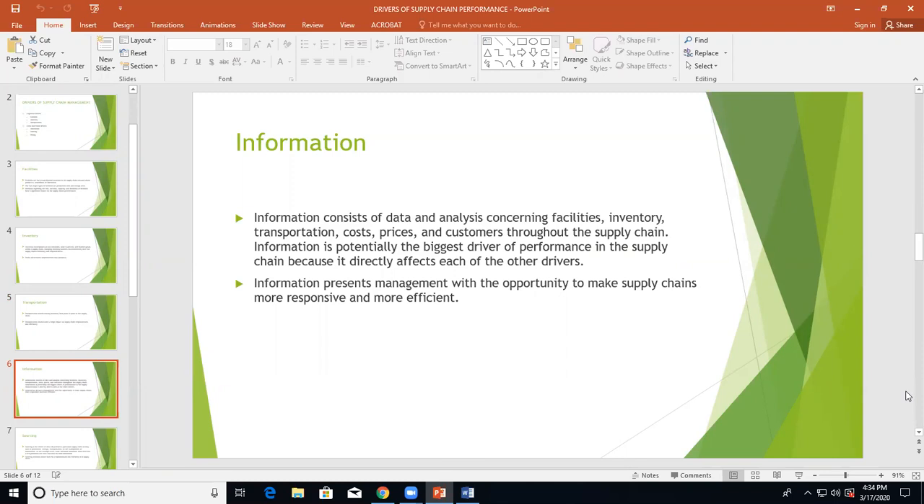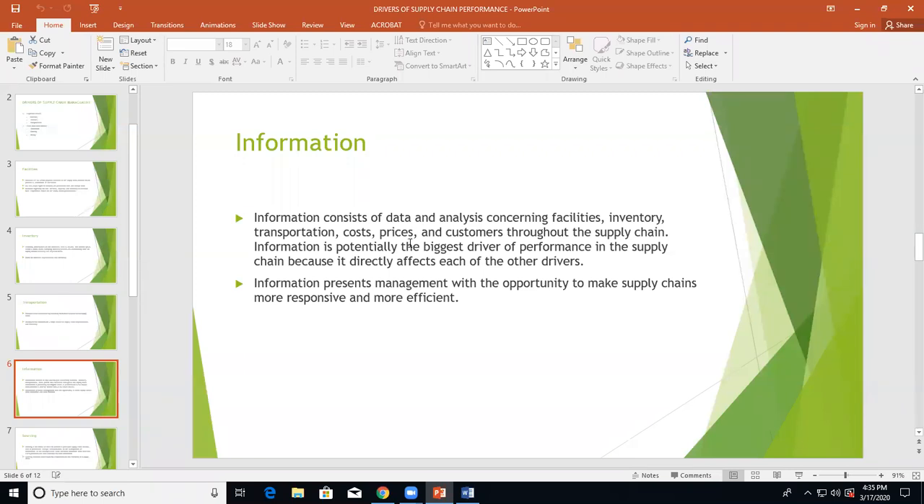Information is the fourth driver, that is the cross-functional driver. Information is very critical, and through information we attain the efficiency as well, and we attain the responsiveness as well. This is one of the drivers which affects both extreme ends of the performance of the supply chain.